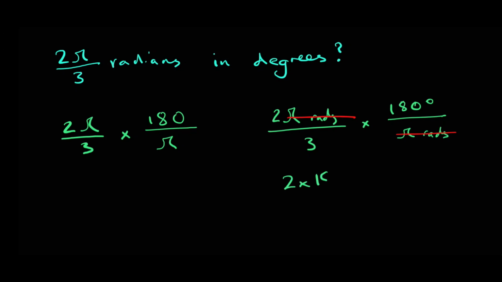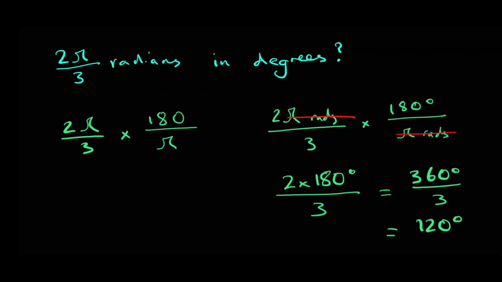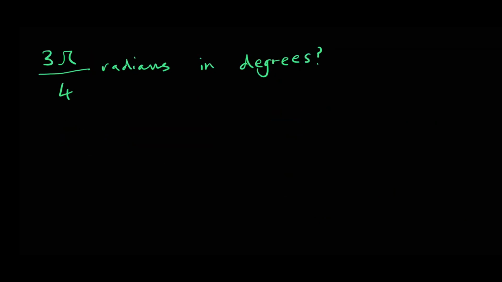So it becomes 2 times 180 degrees over 3, which equals 360 degrees over 3. And then that simplifies to 120 degrees. So just remember, to convert from radians to degrees, you multiply by 180 over pi. Alright, here's one final practice question. So see if you can convert 3 pi over 4 radians into degrees.